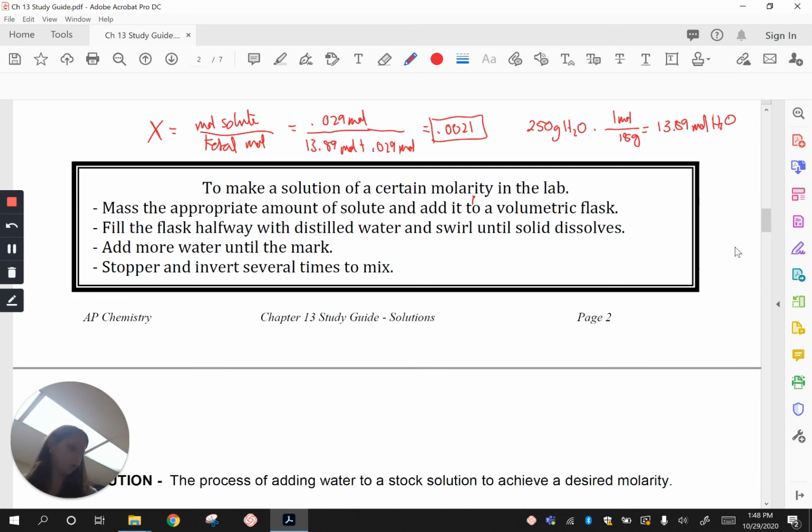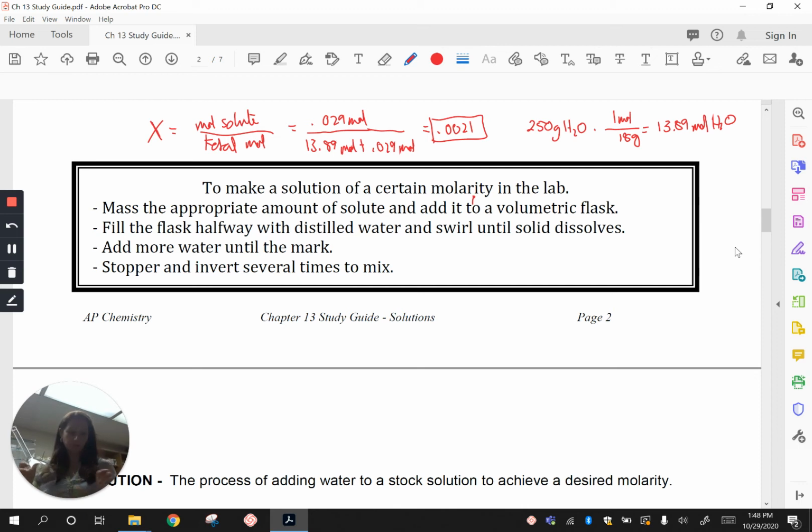How do you make a solution of a certain molarity? To make a solution of a certain molarity, you want to use a volumetric flask. Volumetric flasks look like this. Let me grab a couple. They come in all kinds of different sizes, but you basically have a really big bulb at the bottom and a narrow neck.